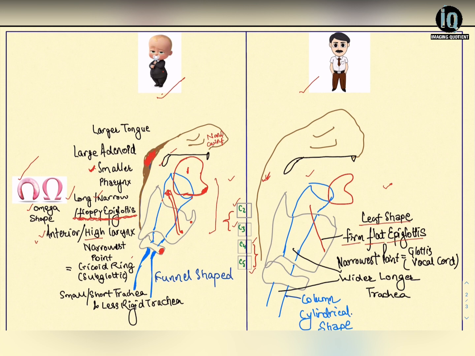In pediatric airway, the cricoid ring, which is below the glottis and subglottis, is the narrowest part, giving a funnel shape to the airway. However, in adults, the glottis or vocal cord is the narrowest part, so the shape of the airway is more cylindrical or column shaped. Also, the trachea in the pediatric airway is small and short, less rigid, as compared to the wider and longer trachea seen in the adult airway.